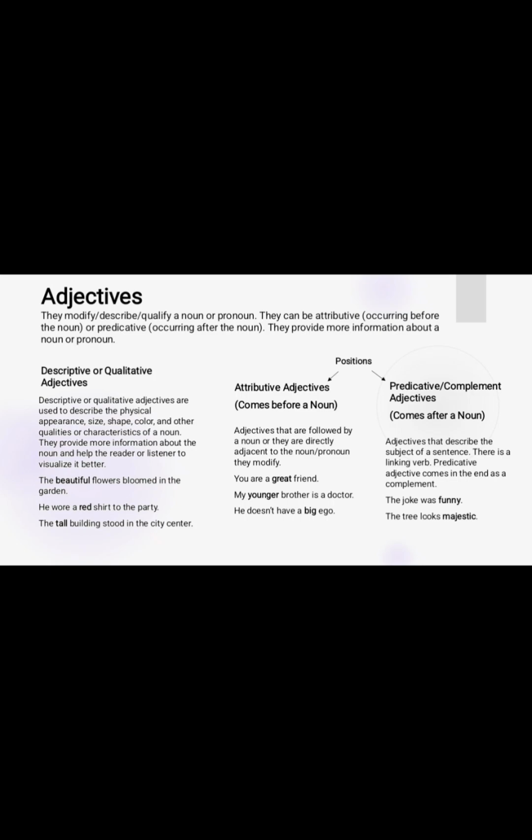Now, let's come back to the first type, descriptive or qualitative adjectives. Descriptive or qualitative adjectives are used to describe the physical appearance, size, shape, color, and other quantities or characteristics of a noun. They provide more information about the noun, helping the reader or listener to visualize it better. The beautiful flowers bloomed in the garden.